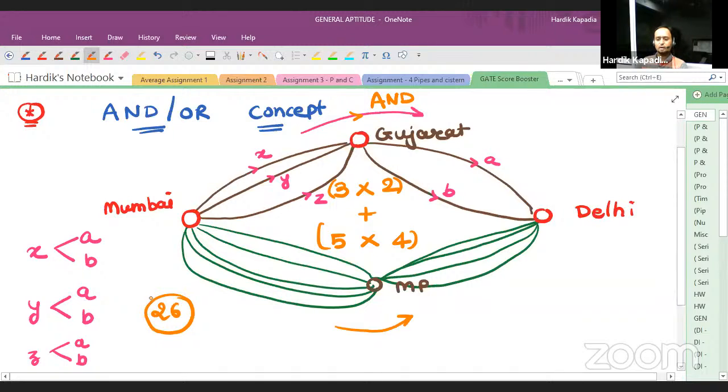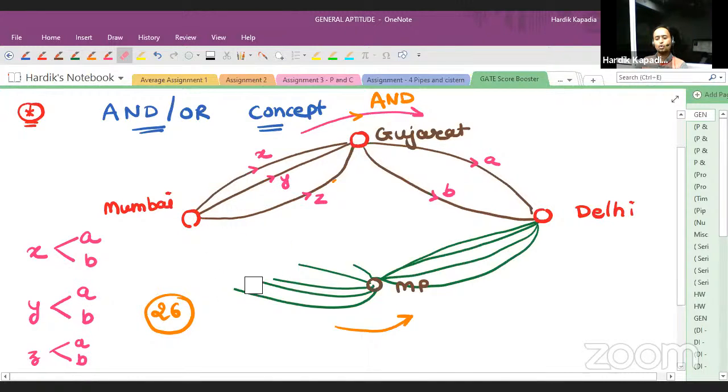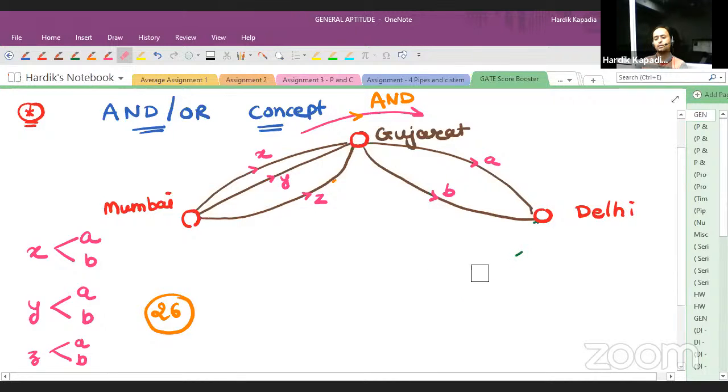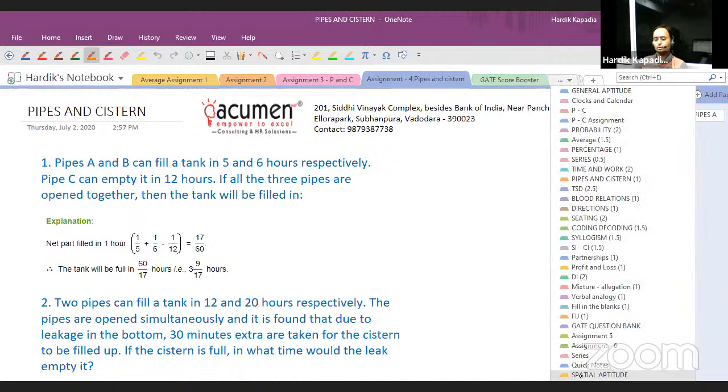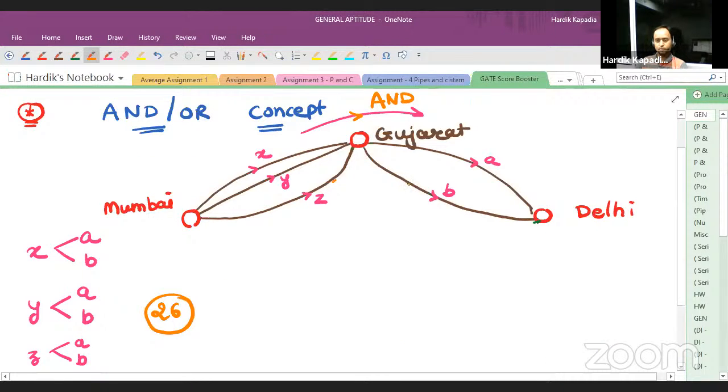Now the question is, I'm removing all of them. Now pay attention to my question. I'm removing this route as well. Now if I have only this X, Y, Z, A, B, if I have only this, now I am going to Delhi from Mumbai through Gujarat. There's a work over here.